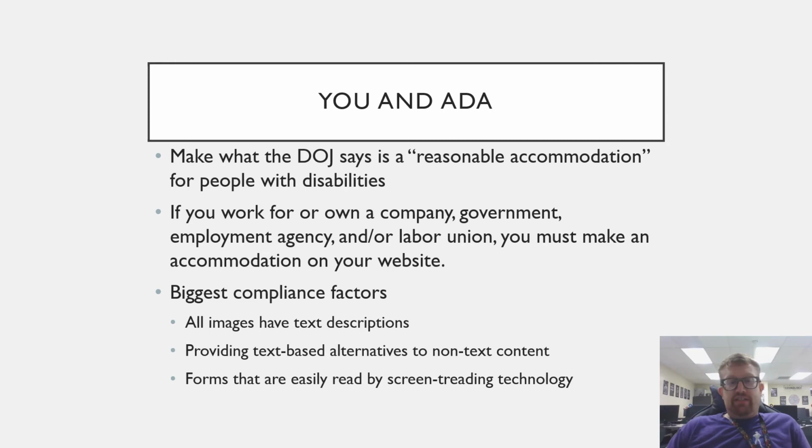Another one is providing text-based alternatives to non-text content, so like images, media, video, audio. You need to provide both the original content, and you also need to provide a text-based alternative. So if you have a movie, you have a transcript of the movie. If you have an audio clip, you have a text-based audio clip. Okay, and then forms that are easily read by screen reading technology. You want to make sure that anything that's on your website can be read by a screen reader.